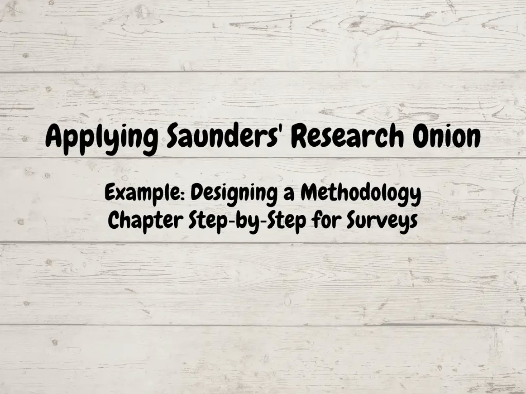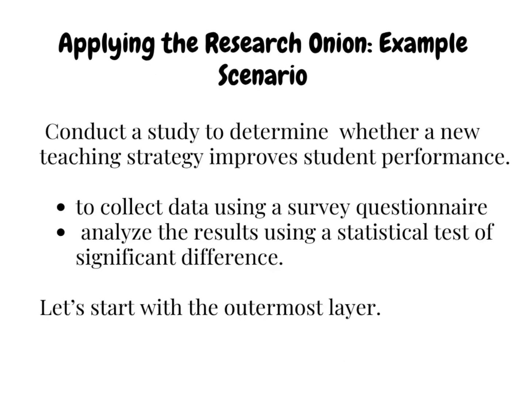section. We will walk through a realistic example step by step, starting from the outer layer of the onion and moving toward the center. Imagine a student conducting a study to determine whether a new teaching strategy improves student performance. The student plans to collect data using a survey questionnaire and analyze the results using a statistical test of significant difference. Now the question becomes, how do we describe this study using the research onion framework?